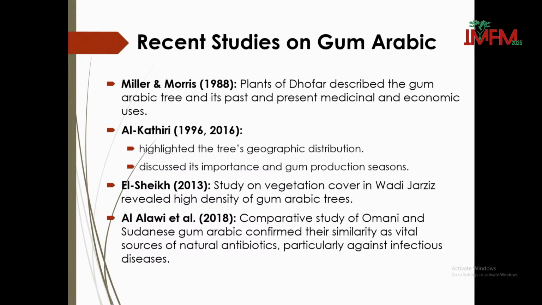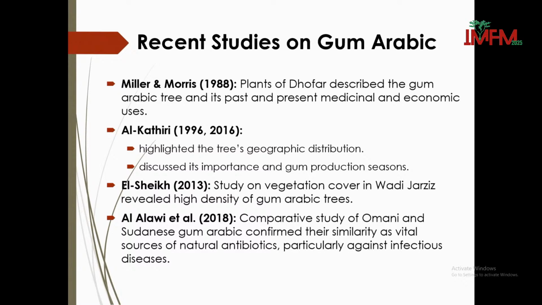There are some recent studies. Miller and Morris wrote a book about plants of Dhofar, describing the gum Arabic tree. Also Ahmed Samdid Al-Kthiri has two studies. One study highlights the tree's geographical distribution, and the other discusses its importance and the gum production season. Also, Al-Sheikh, in 2013, made a study on the vegetation cover of Wadi Garziz. Another study, by Al-Alwi in 2018, compared gum Arabic from Sudan and the Dhofar region.